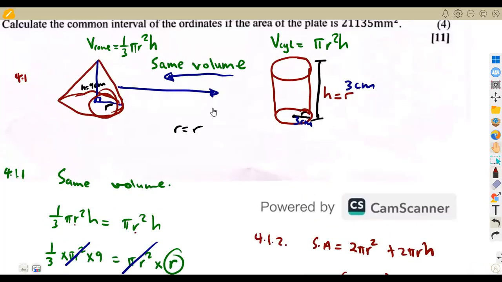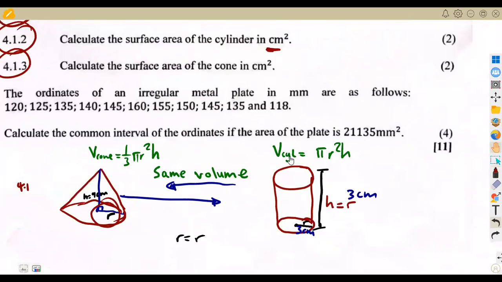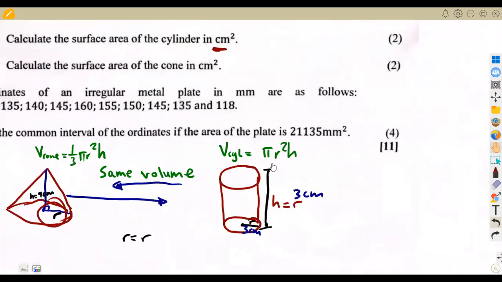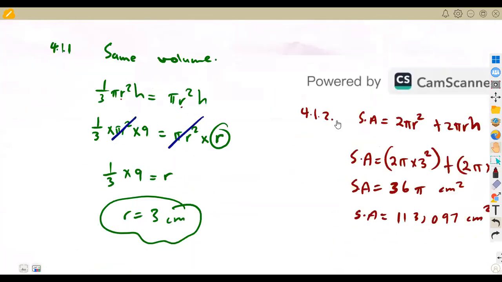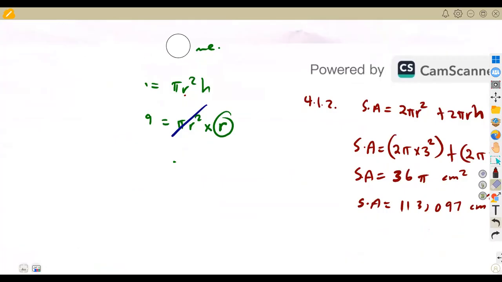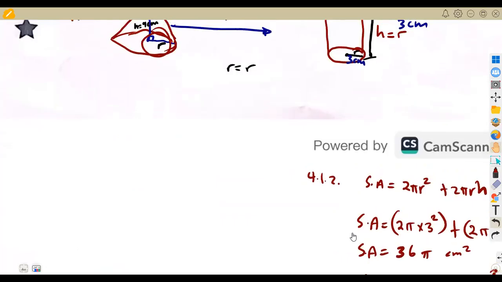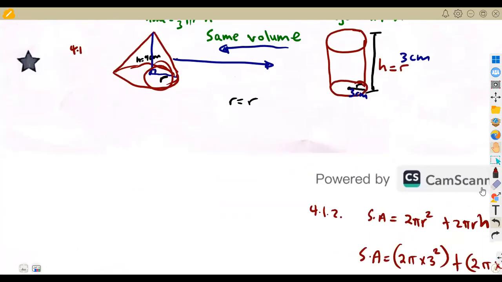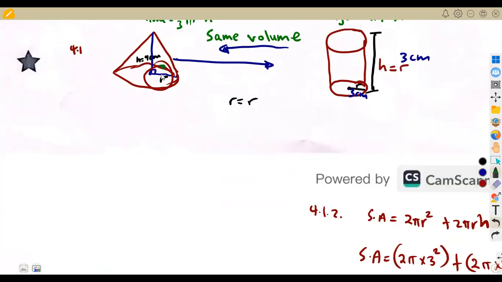We also ought to find the surface area of the cone, again in square centimeters. There were also 2 marks. Okay, no problem. So for the cone, remember now that we calculated the radius and we got that our radius is 3 centimeters. Remember the radius of the cylinder is the same as the radius of the cone. So having the radius of the cylinder gives us the radius of the cone, 3 centimeters.